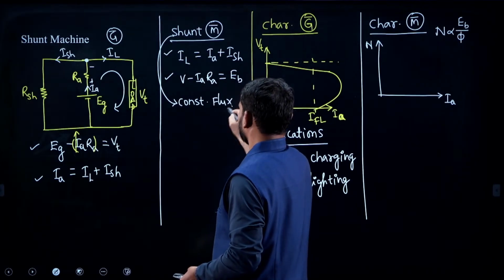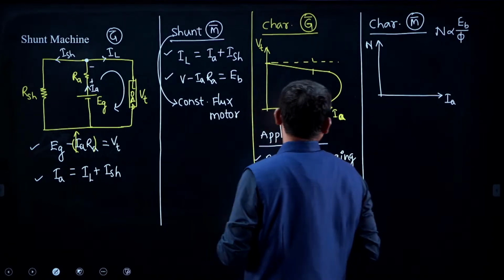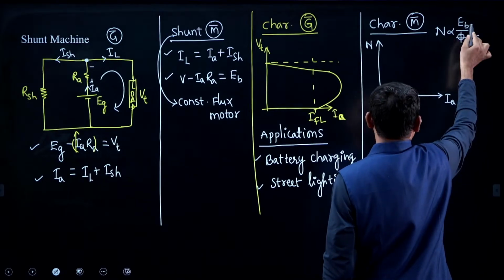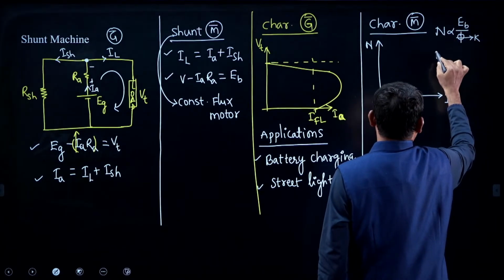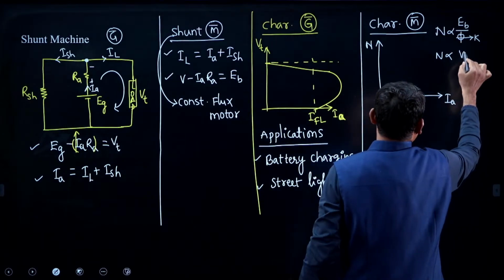Shunt motor is a constant flux motor. Okay, right. So if you take this as constant, now the speed is directly proportional to back EMF. How can I write the back EMF? V minus IaRa.